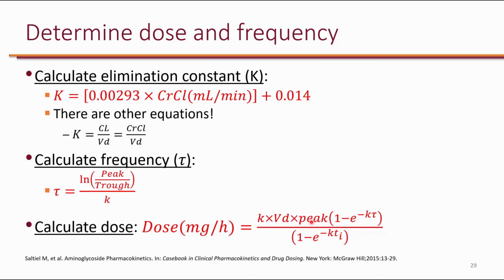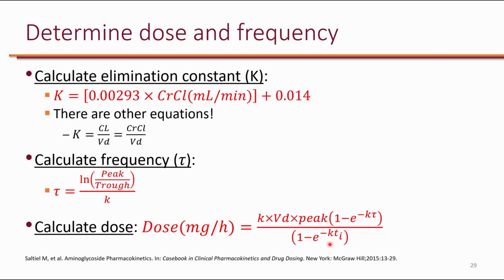You put the target peak that you want. You put the volume of distribution from previous slides and the K again. And here you put the time of infusion. So for simplicity, we're going to infuse aminoglycosides over 1 hour. So you just plug in 1 here.